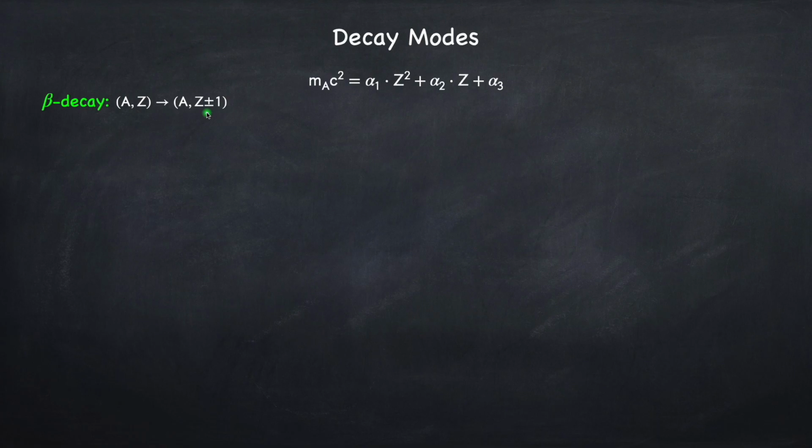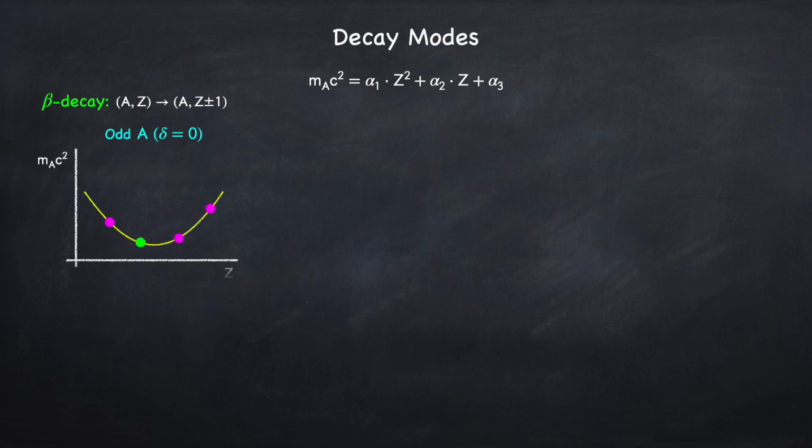The reason this is called beta decay is because it involves the emission of beta particles. Beta particles are just electrons and positrons. So it turns out there's a few different scenarios for beta decay. The first one is if A is odd. If you remember, this corresponds to delta being 0 in the last term in the semi-empirical mass formula, the term that involved the pairing of magnets.